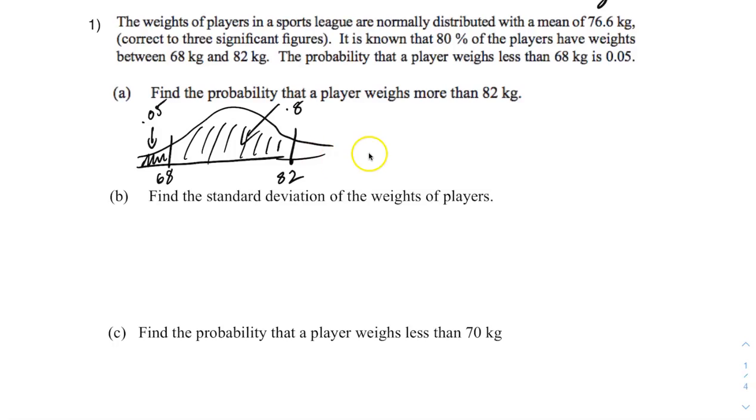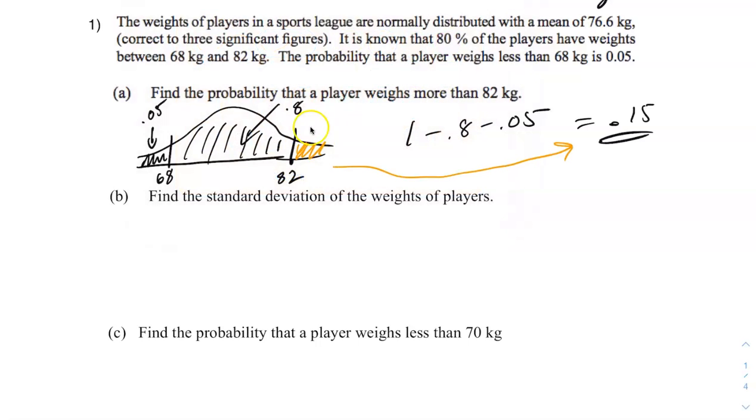So the question is, find the probability that a player weighs more than 82 kilograms. So what's over here? Well, it's what's left. Remember how much a full normal distribution is? 100%, or 1. So we just have to subtract off all this stuff here. So 1 minus 0.8 minus 0.05, and you're going to get 0.15. That's how much this part is. This is what they're asking for.